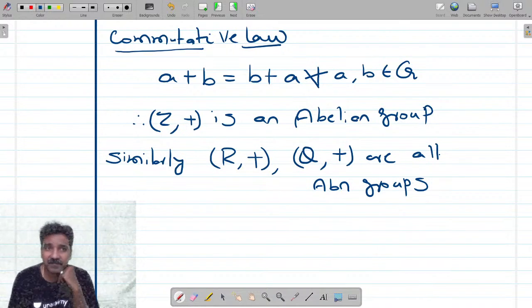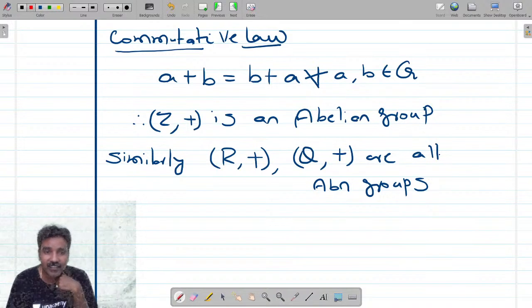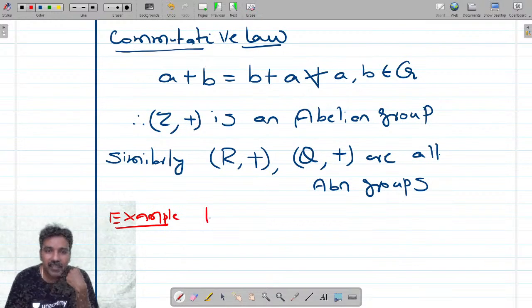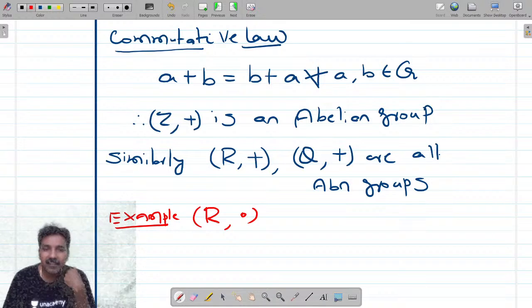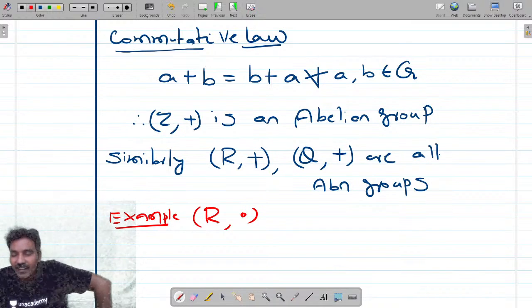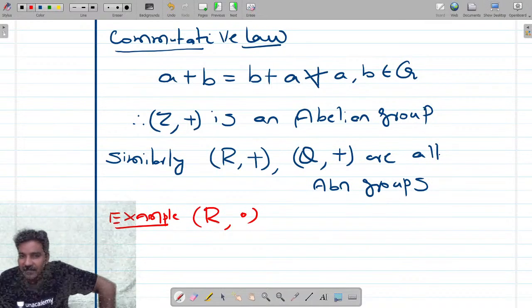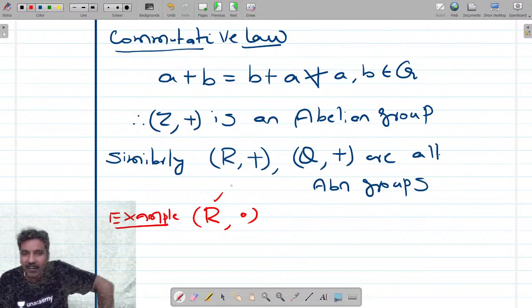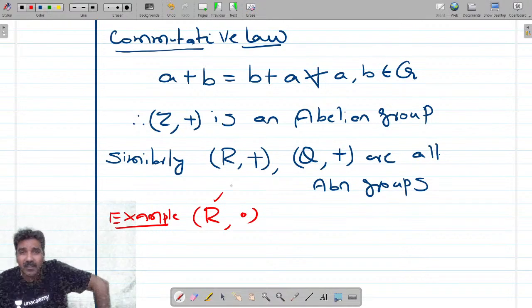In case of multiplication, so far we have taken only plus. Let us take dot. Is (R, dot) a group? R stands for the set of real numbers with respect to dot. If you multiply any two real numbers, the result is a real number. If you multiply any three real numbers in any order, you will get back the same. What is the identity with respect to multiplication? 1. So monoid works.